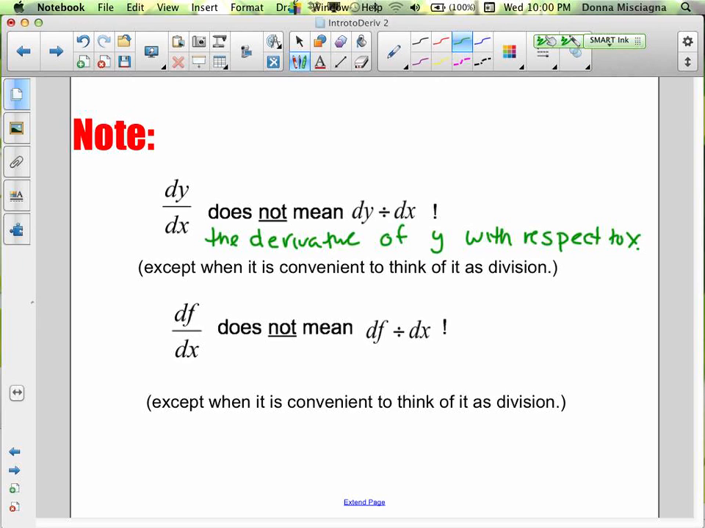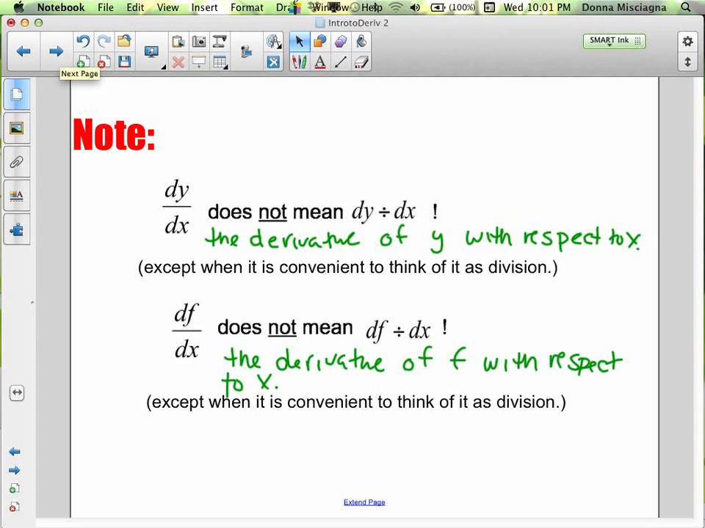And of course, df dx does not mean df divided by dx. It means the derivative of f with respect to x. Okay. So just some notation related to the derivative.